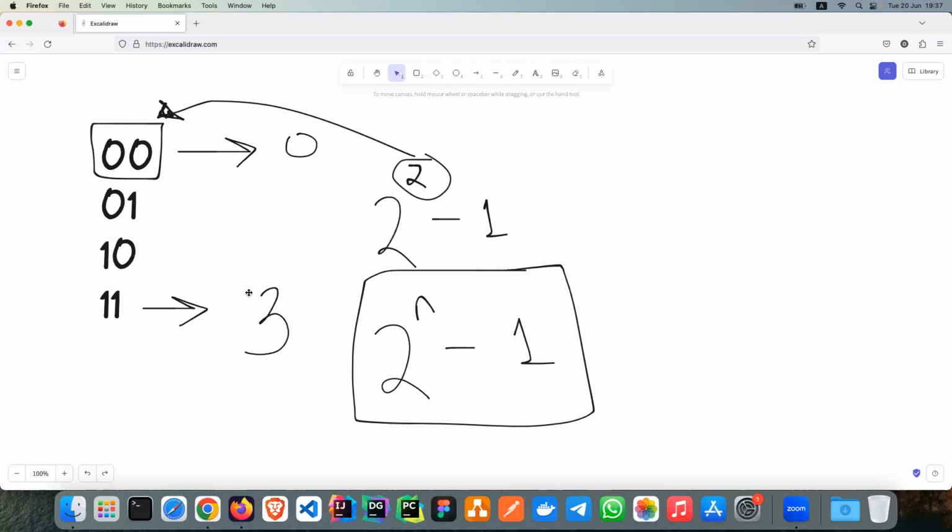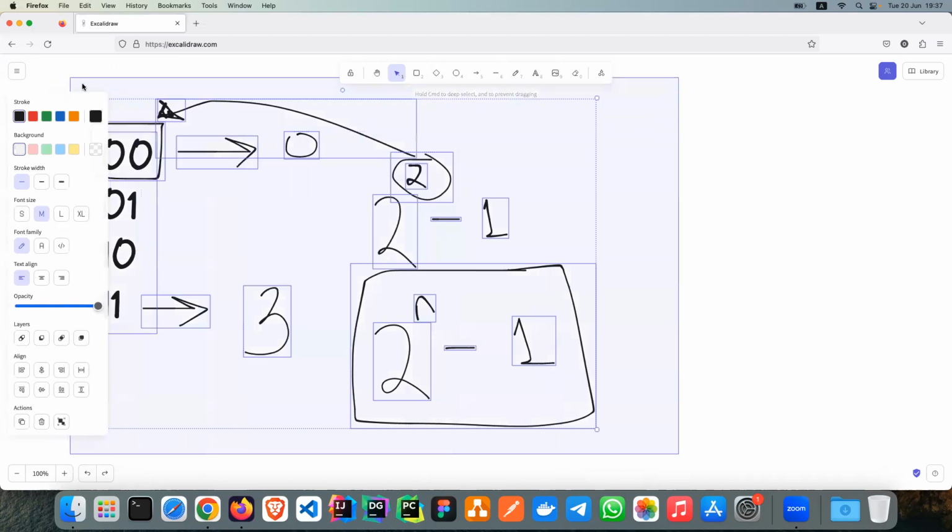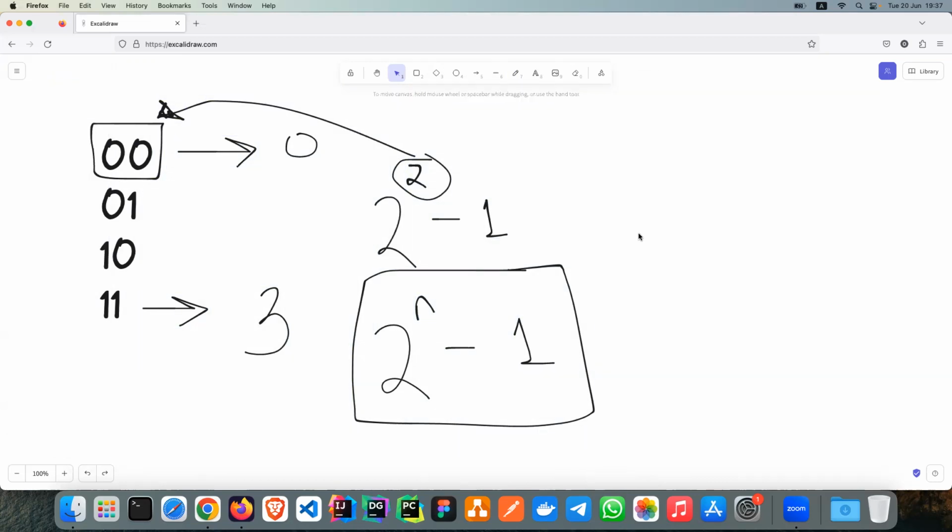The reason we didn't get 4 here is because we started counting from 0, right? 0, 1, 2, 3. For that reason, given n bits, the maximum number we get is 2 to the power of n minus 1. I will connect this part to our CPU, like 32-bit and 64-bit. Do you have any question regarding this?